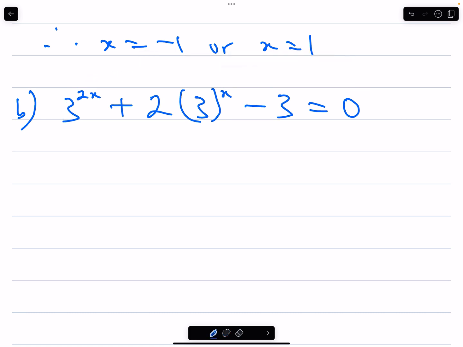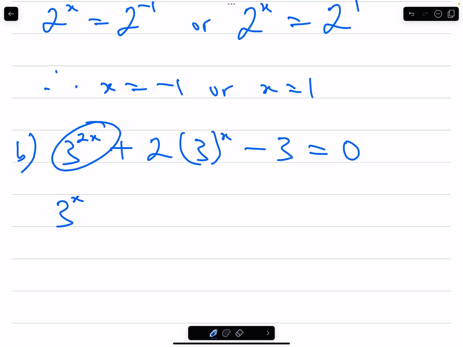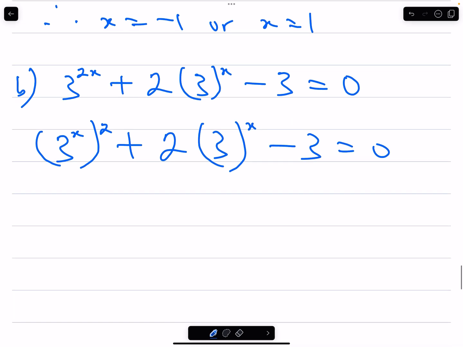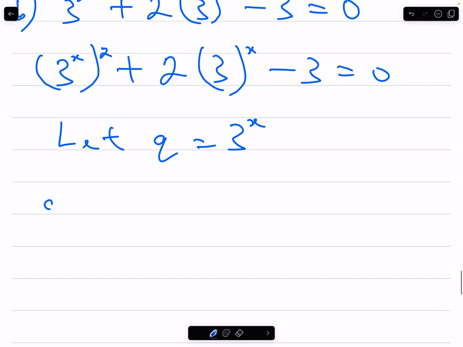How do we do this? 3 raised to the power 2x, I can write simply as the square of 3 raised to the power x. So the square of 3 raised to the power x, plus 2 times 3 raised to the power x, minus 3 equals 0. Now it's a quadratic equation, but let me make it simpler by letting q be equal to 3 raised to the power x. That means q squared plus 2q minus 3 is equal to 0.